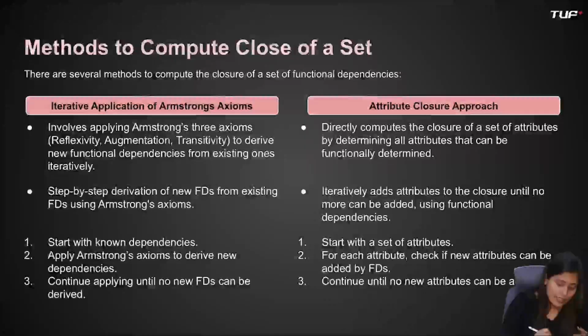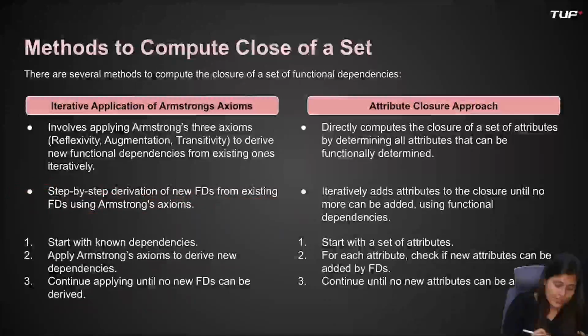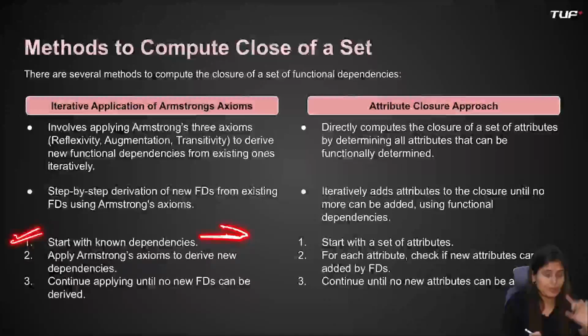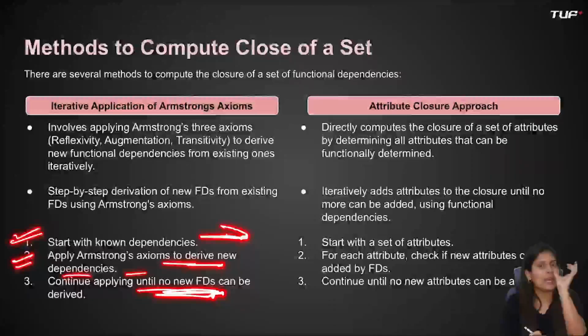Okay, so this is nothing but step-by-step derivation of new functional dependencies from existing ones using those rules. So how do we do it? First, we start with the known dependencies, because whatever functional dependencies have been given, we will first verify them. Then we will see to which functional dependency we can apply those rules, and then we will find out the new functional dependencies until all the new functional dependencies are derived, and we can say that those are the set of functional dependencies.